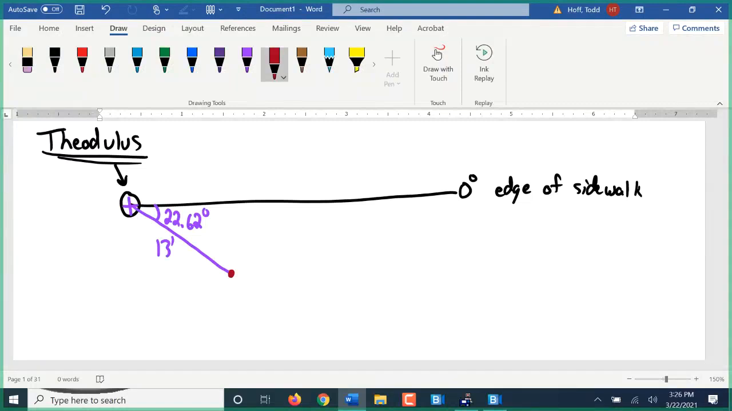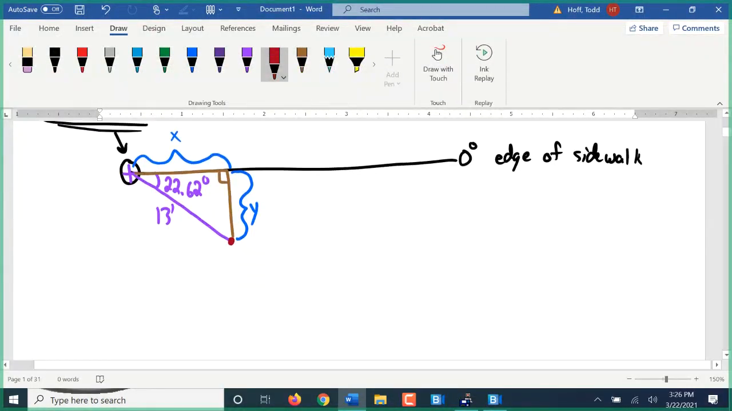I want to know how far it is in this direction, call that X, and in this direction, call that Y. In other words, now how would I find X here? Well, according to my angle here, the 22.62, X is which side of that right triangle?